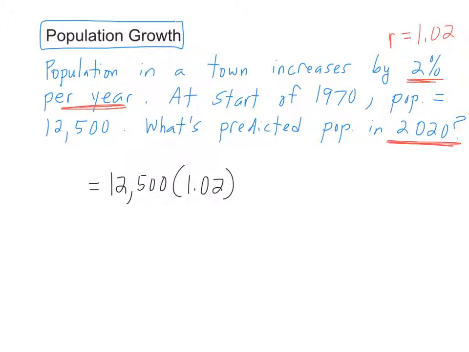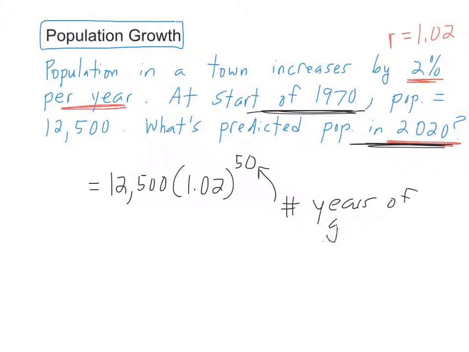Okay, and the power here represents the length of time that we want it to grow for. So where am I getting 50 from? Well, the start of 1970 to, we want the predicted population, and let's suppose it says at the start of 2020, well, that's 50 years worth of population increase, okay? So the power of 50, all right, is how long we want it to grow for. So it's the number of years of growth, okay? So this, just jot it down, is the number of years of growth.